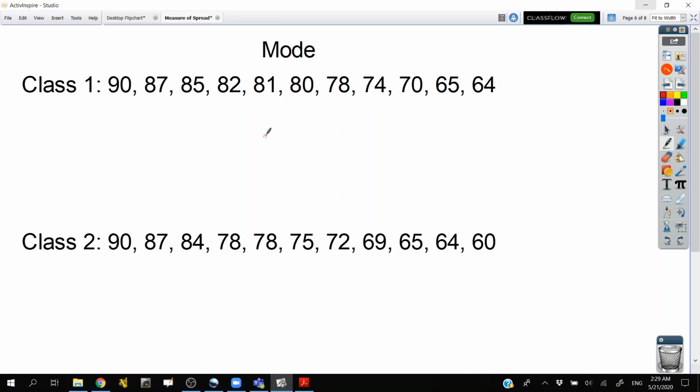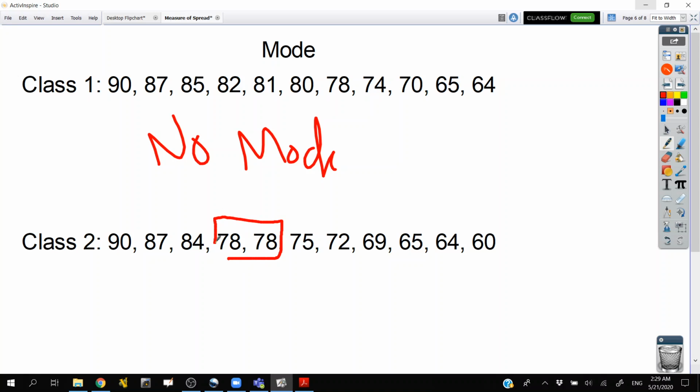The mode is the most common data point. When I look through these, there's only one of each data point, which means this data set has no mode. This data set down here, if I look through, there's one of each of these. Oh, there are two 78s. That's more common than all the rest. So the mode here is 78.